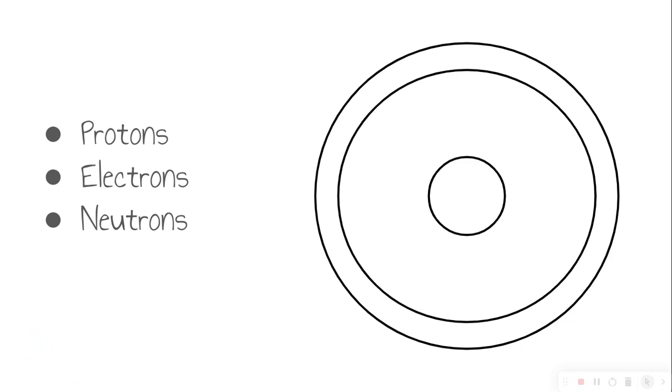Alright, so in this video we're going to be talking about the organization of an atom. And here we're going to be using the Bohr model. This is an important name to know, the Bohr model. Alright, so we're going to have three main parts of our atom. We're going to have protons, electrons, and neutrons.